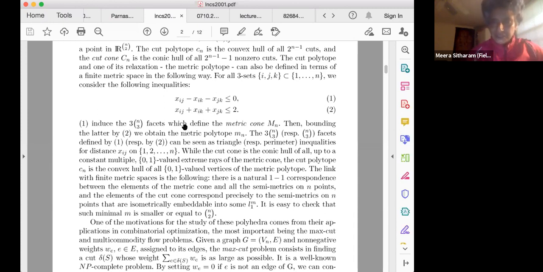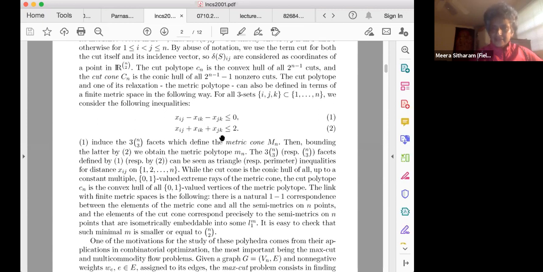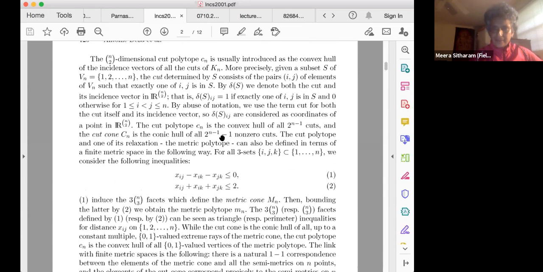Given these conditions, this induces a number of facets, and that defines the metric cone. Now, the interesting thing about the metric cone is that it's basically in one-to-one correspondence with something called the cut cone, which is heavily used in combinatorial optimization. The cut polytope, you can think of it as its extreme rays. I can just describe it.